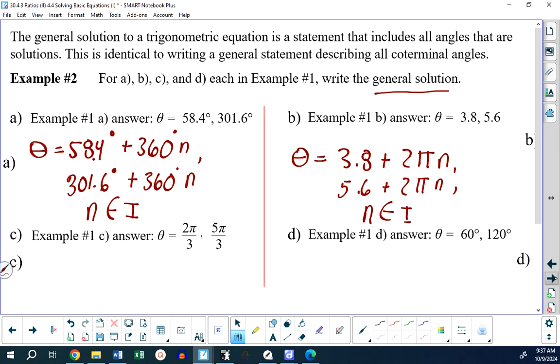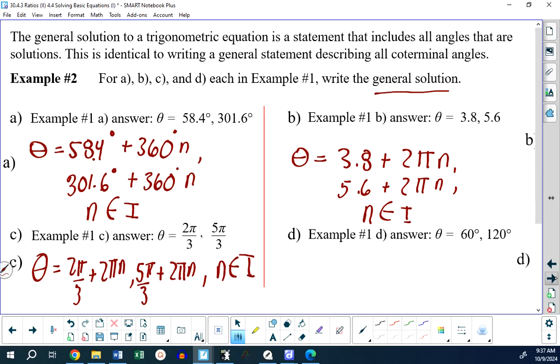So, what would the solutions in C be? The general solutions? 2 pi over 3 plus 2 pi n, 5 pi over 3 plus 2 pi n. N is an integer. I feel as though you should be able to figure that out almost on your own.